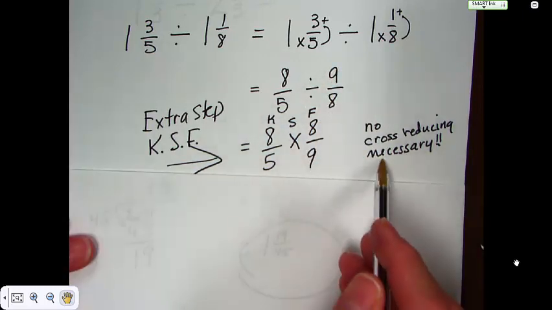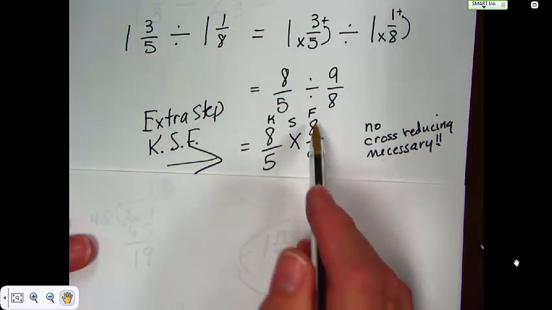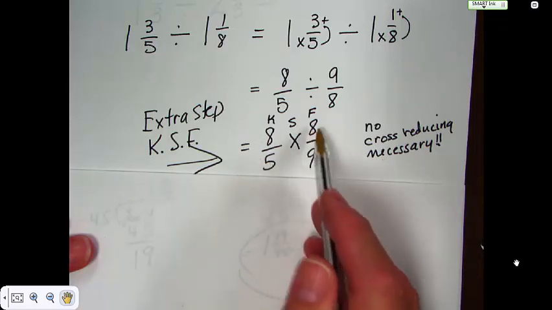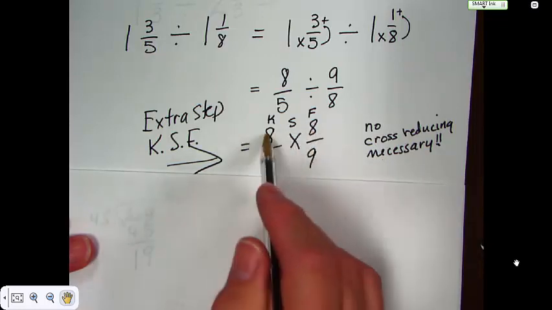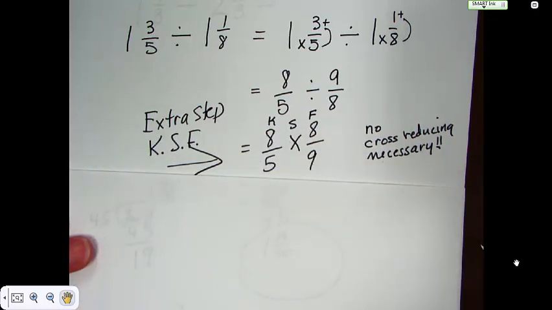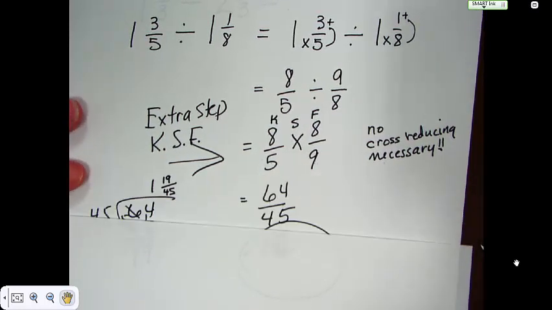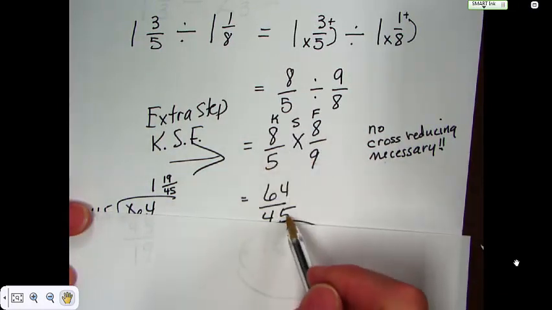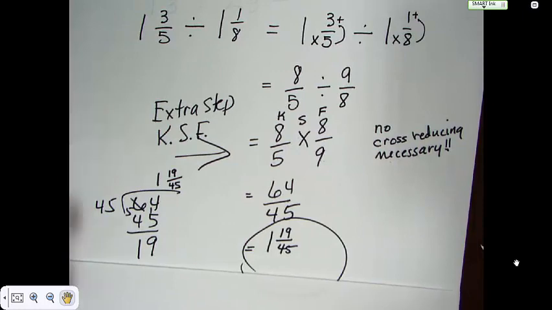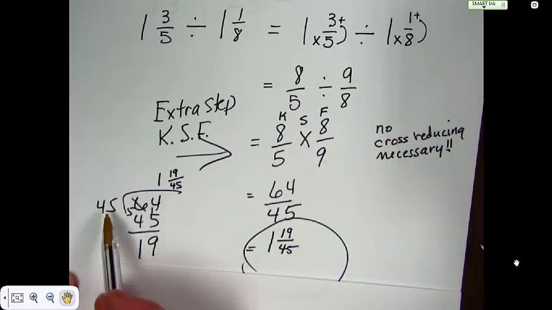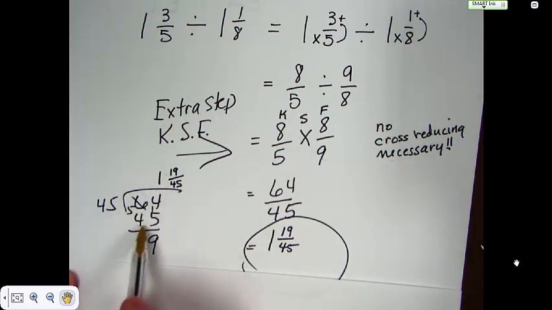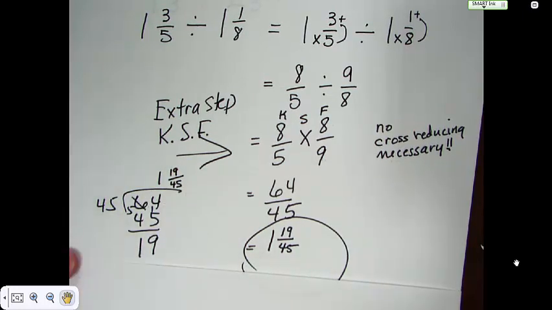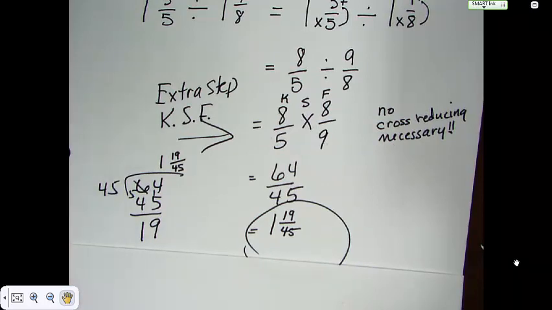Again, no cross reducing. 8 doesn't go into 9, 8 doesn't go into 5, 5 doesn't go into 8. There's nothing about 9 that goes into 8. So we just leave them and you multiply straight across. 8 times 8 is 64. 5 times 9 is 45. And then you use division. 64 divided by 45 goes in once, subtract, 1 and 19/45. No reducing is possible because 19 and 45 have no common factors.